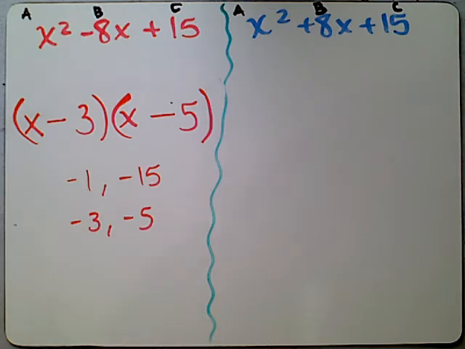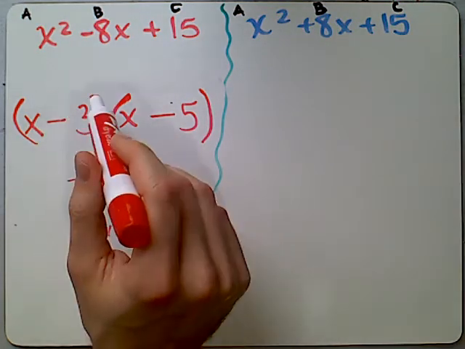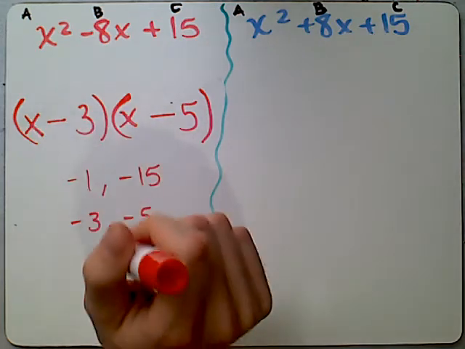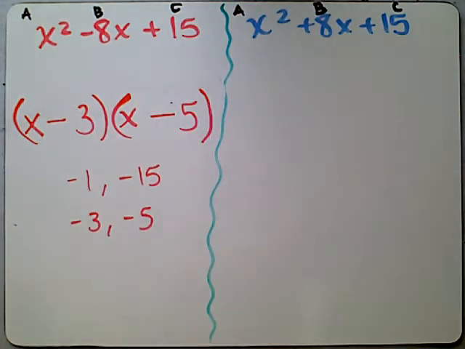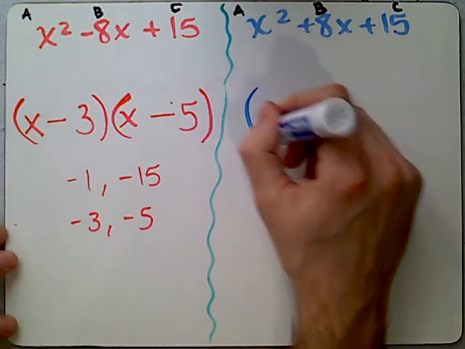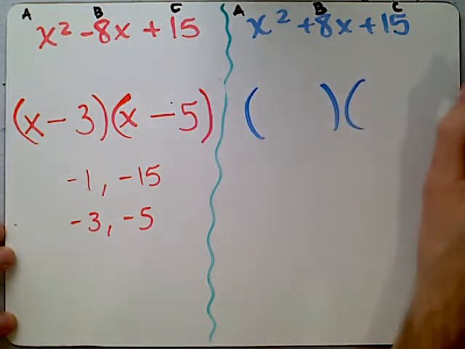If you're unsure of why this works, what you want to do here is use the FOIL method and multiply this x minus 3 by this x minus 5, and you'll get back to that x squared minus 8x up there. Now, with the next problem, it's functionally the same problem, except the b value is a positive 8.